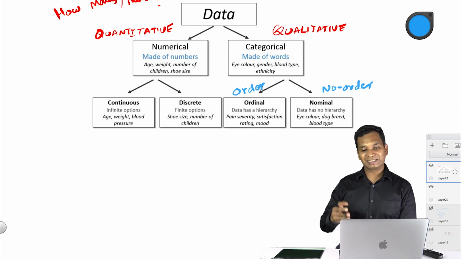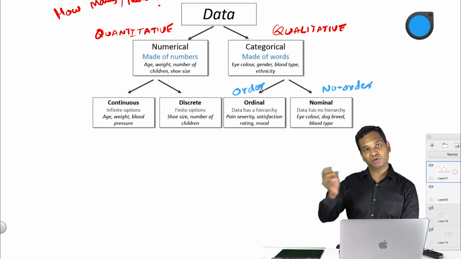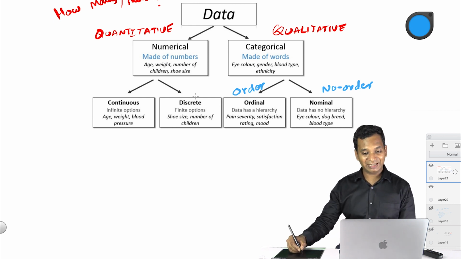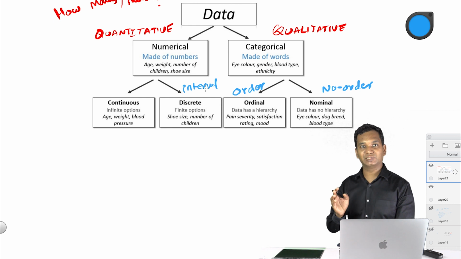We will get back to more examples on this. Let's go to the second one, which is numerical data. Numerical data again has two subcategories. One is called discrete. It's also called interval. Interval or discrete are one and the same. It's the same term, used in different places in different ways. The same word representing the same data.